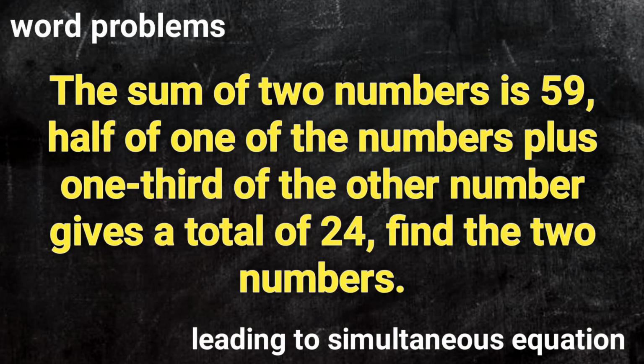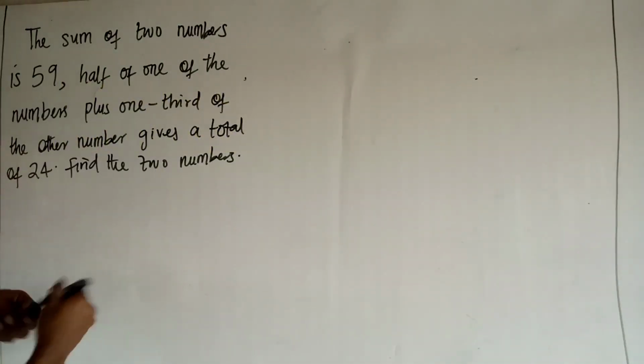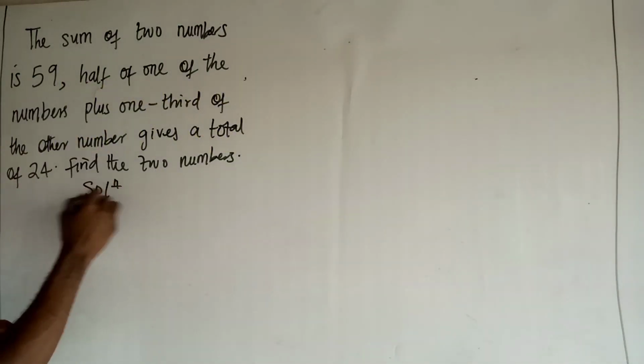Alright viewers, the question reads, the sum of two numbers is 59. Half of one of the numbers plus 1/3 of the other number gives a total of 24. Find the two numbers. It's very simple. So let us go about it step by step.